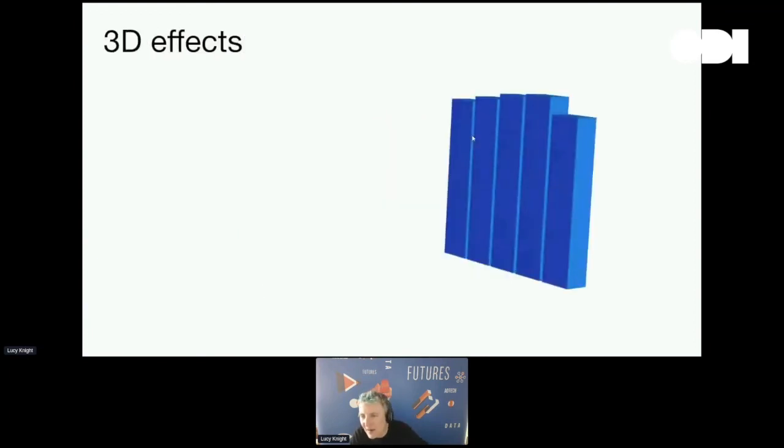Let's talk about 3D effects. Many years ago, when you first started to be able to do 3D charts in stuff like Excel, we all got very excited, didn't we? We did all the things. And then we learned, now we do better.